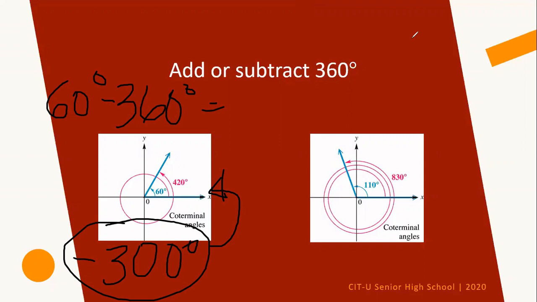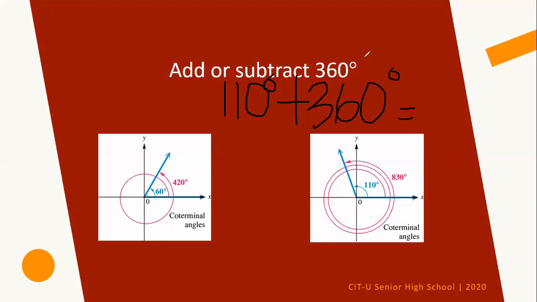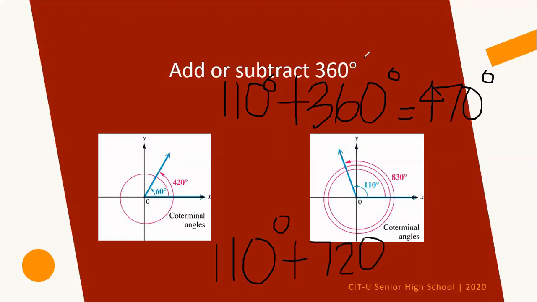Let's have example number 2. Example number 2 is 110 degrees. Now we can solve for the coterminal angle of 110 by adding multiples of 360. So I might want to add 360, so you have 470 degrees. Or I might want to add another multiple of 360, which is 720, and that's 830, which is shown on the screen.